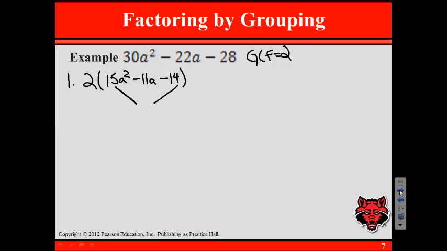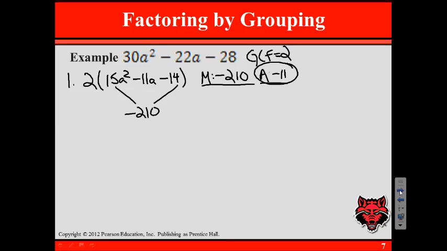We now multiply the first and last term together. That gives us negative 210. So we're looking for two numbers that multiply to negative 210, but that add together to negative 11. Just like in the last example, because we have a negative product, we need one positive number and one negative number. The quantity furthest from 0 should get the negative sign. That's what the sum tells us.